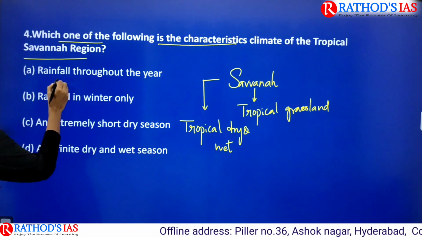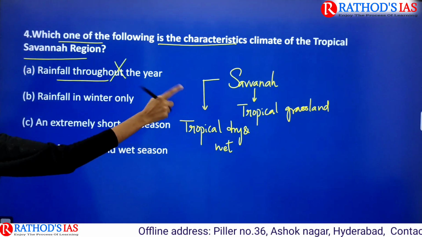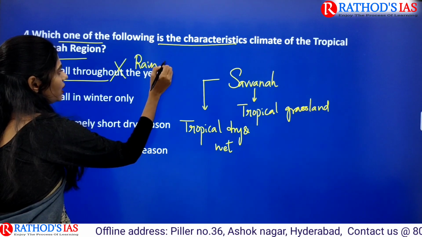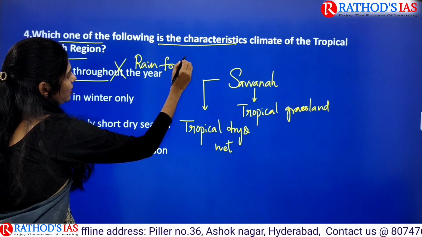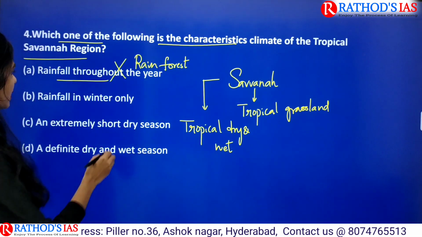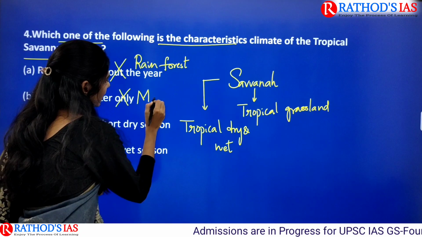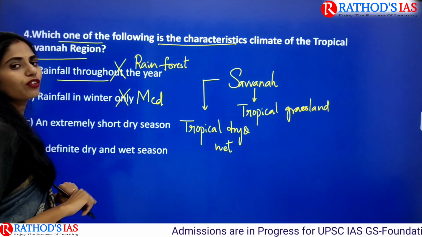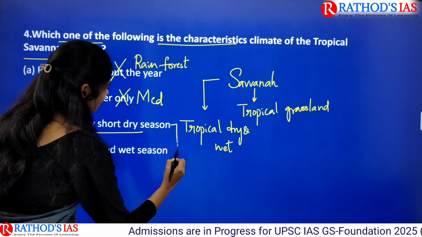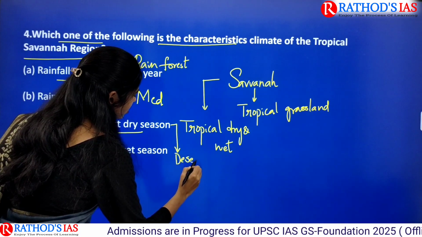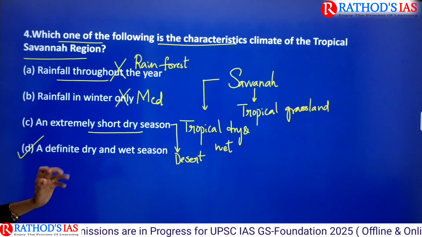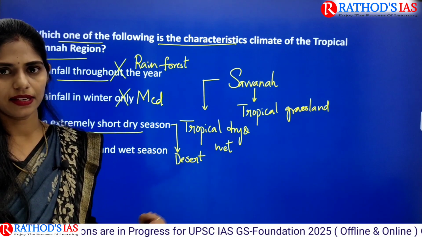So rainfall throughout the year is not at all a characteristic of any grassland. It is a characteristic of rainforest or evergreen forest. So we can strike down option A. Rainfall in winter season is the characteristic of Mediterranean climate, but grasslands are not part of it. Extremely short dry season is a characteristic of desert but not grasslands. So option D is correct, that is a definite dry and wet season.